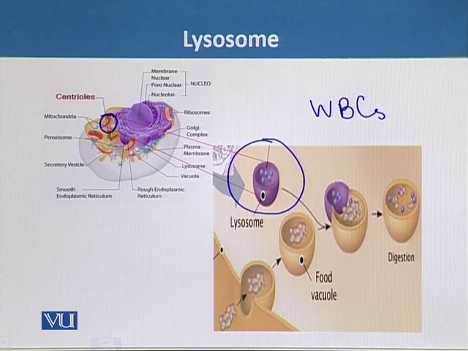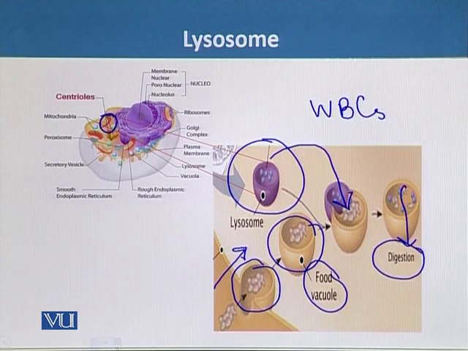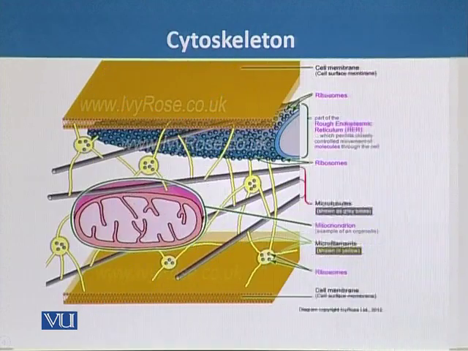Here we can see the example. Food is transported into the cell and is converted into a food vacuole, and then these lysosomes fuse with these food vacuoles, and ultimately digestion takes place and all the food particles will be digested within these lysosomes. So next is the cytoskeleton.